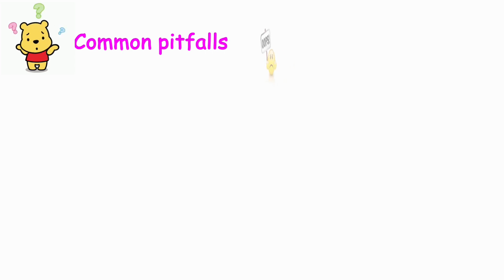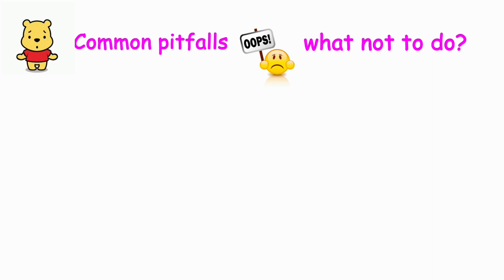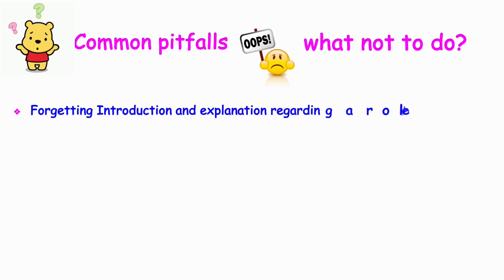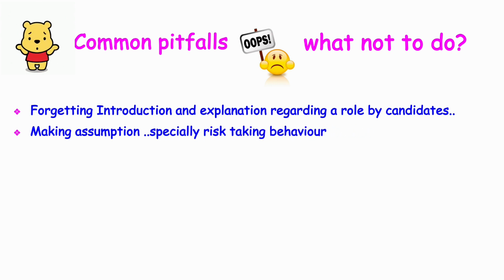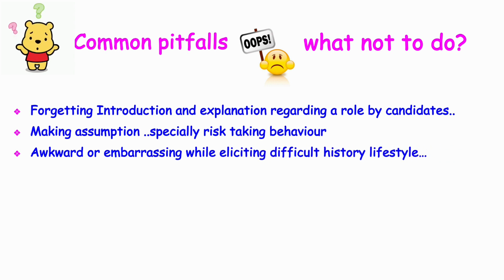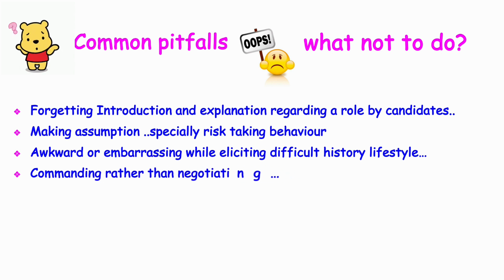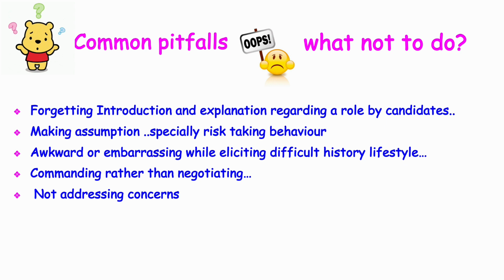It is very simple. Then why does one fail in this domain? What are the common pitfalls which can lead to a failure? They are very simple. Forgetting to introduce and explain your role to the candidate. Making assumptions, especially about risk-taking behavior, like having multiple sexual partners or using drugs. Feeling awkward or embarrassed while eliciting a difficult history about lifestyle, especially sexual history or history of smoking and alcohol. Commanding rather than negotiating. Not addressing concerns. Asking about concerns will be tested in information gathering, but not addressing concerns will be communication with patient and family.